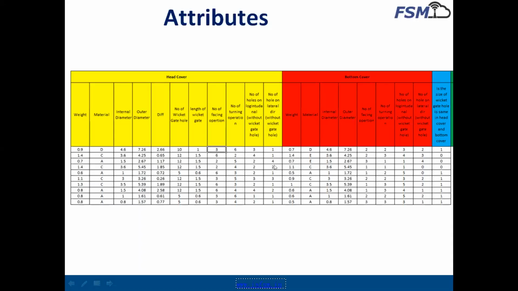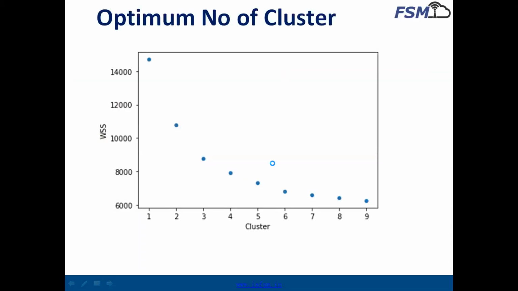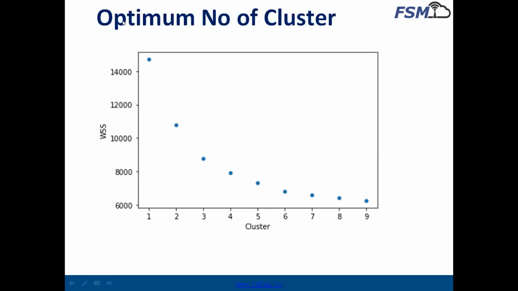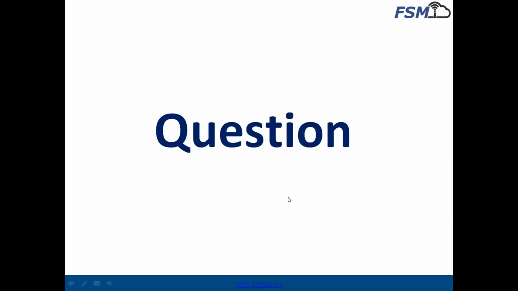Using this data set, I have applied k-means clustering to identify the similarity of clusters. And lastly, I have used the elbow method to find out the optimum number of clusters. It suggests that 6 is the optimum number of clusters here. So this is from my side.